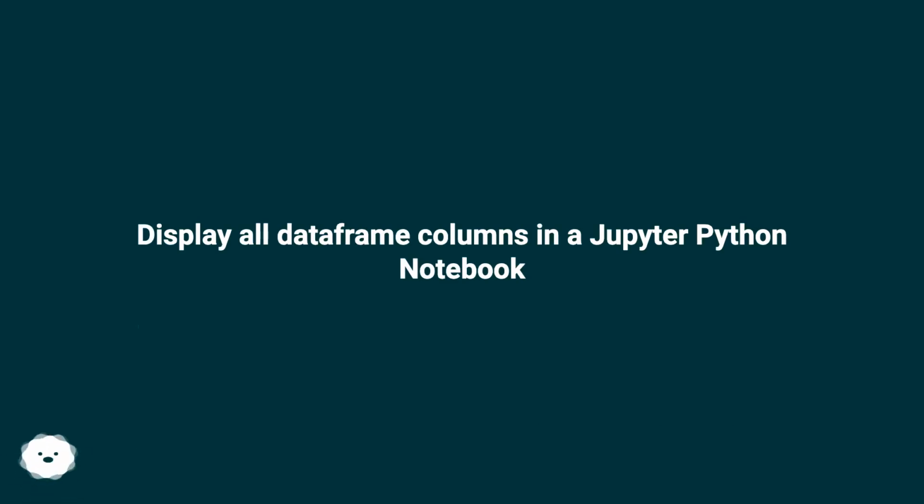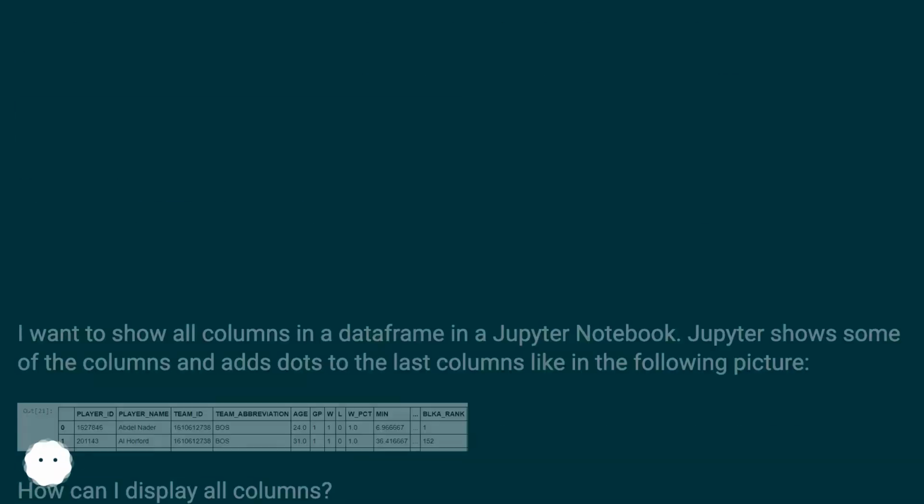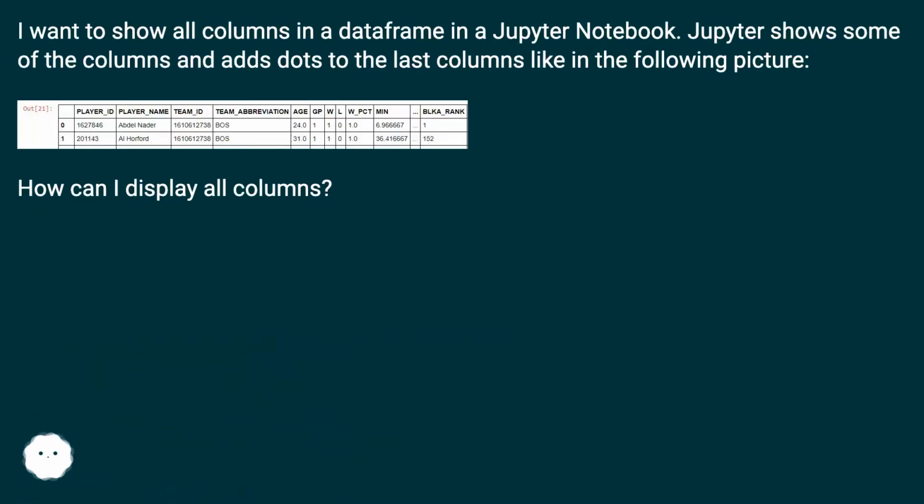Display all Dataframe columns in a Jupyter Python Notebook. I want to show all columns in a Dataframe in a Jupyter Notebook. Jupyter shows some of the columns and adds dots to the last columns, like in the following picture. How can I display all columns?